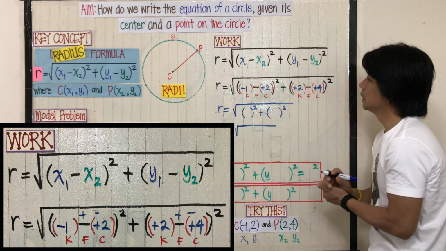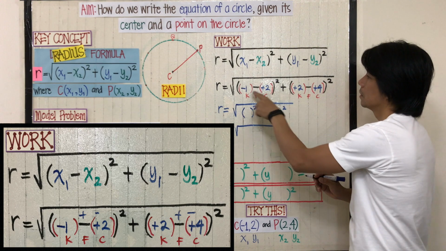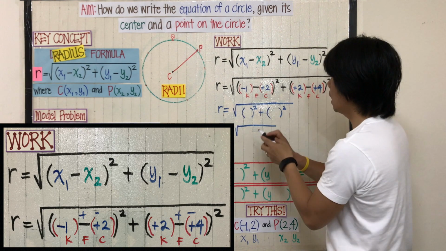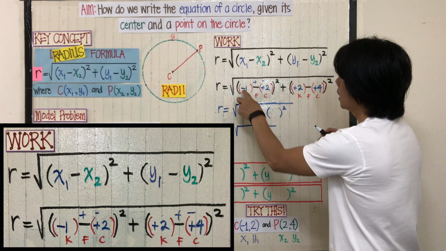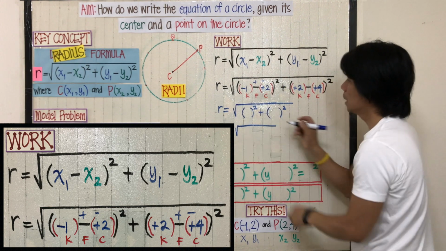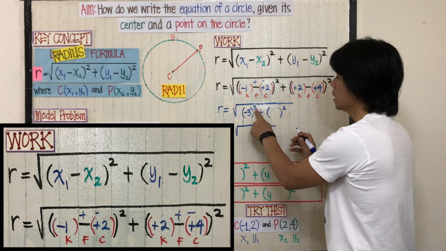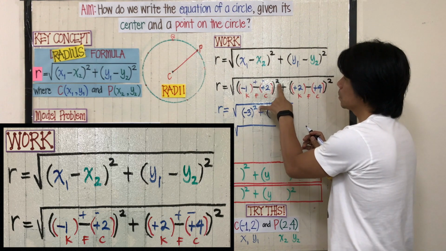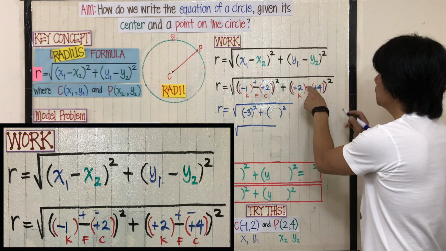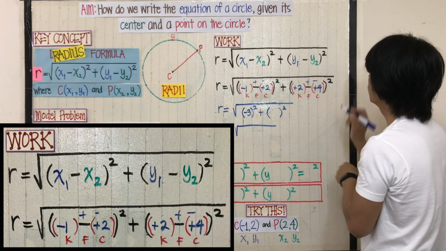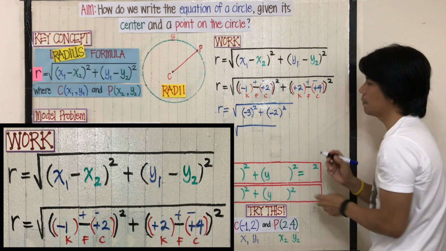There you go. Now, KFC, keep, flip, change. So -1, this becomes plus, this becomes negative. So -1 plus -2 is -3. Now we still have to put that inside the parentheses because there's a square there. We need to keep the square. Now, how about this? +2 plus -4, that's -2. Again, the parentheses is very important.